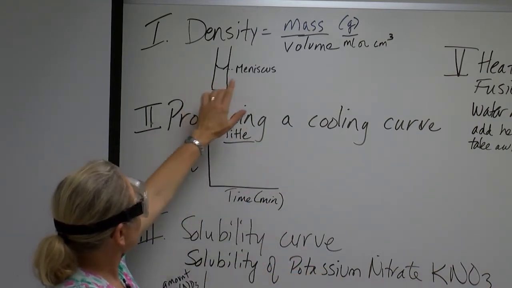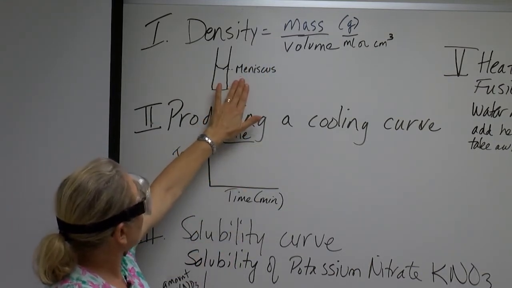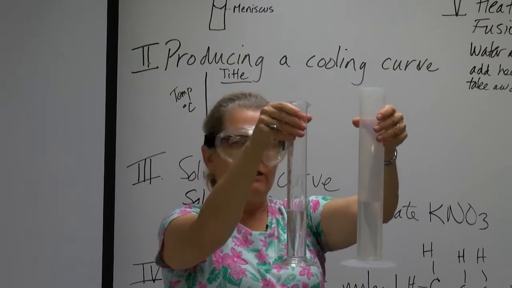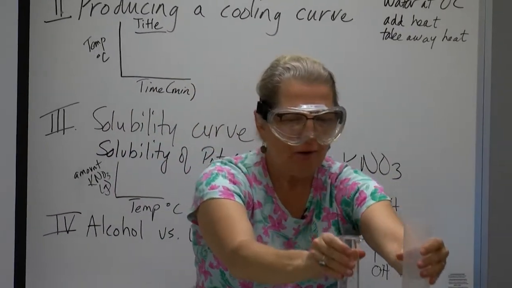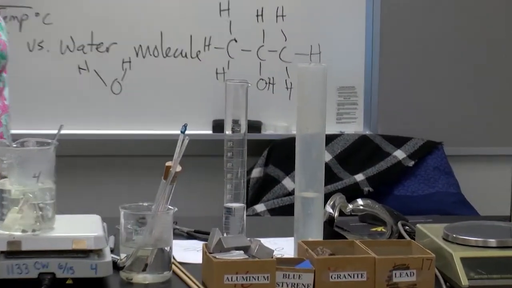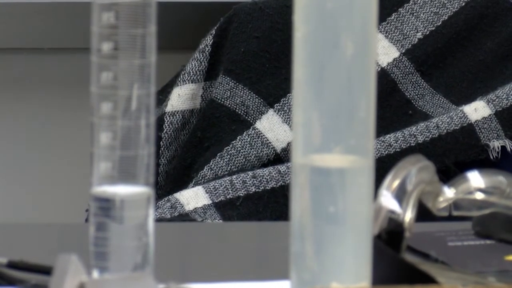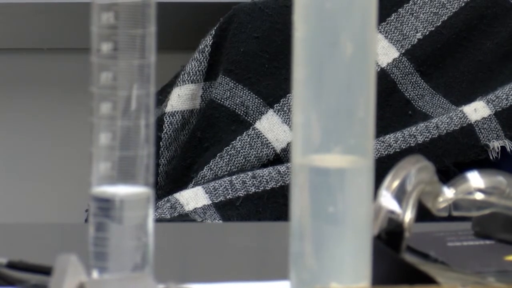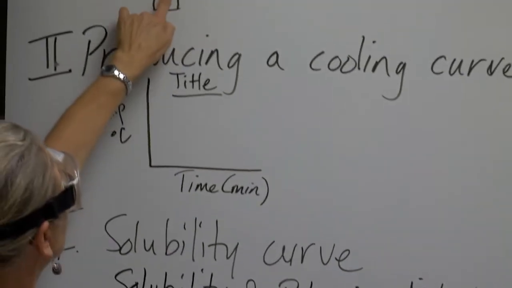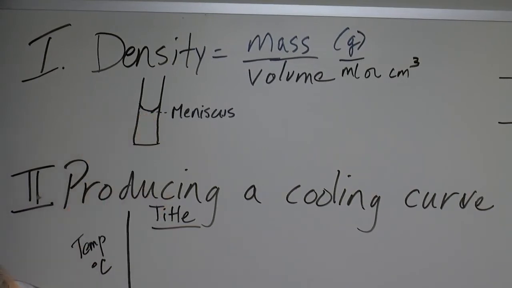Density equals mass divided by volume. When we take the volume, we're going to be using these graduated cylinders. One is glass and one is plastic. What's interesting about when we measure with a glass graduated cylinder is that the water molecules are attracted to the glass, and so they will form this little meniscus. When we take our measurement in the glass one, we are going to use the measurement at the bottom of the meniscus. That will give us the actual volume.